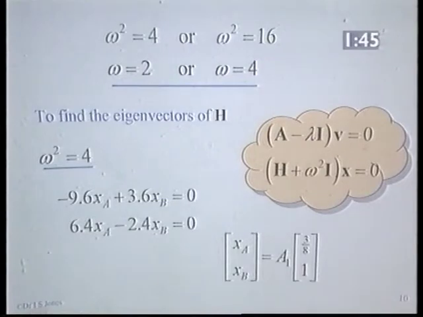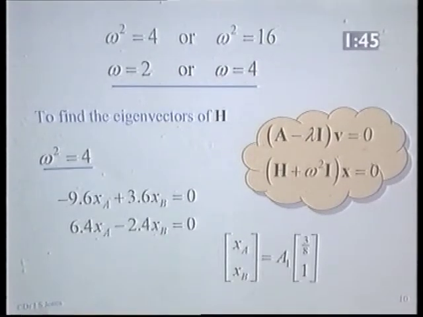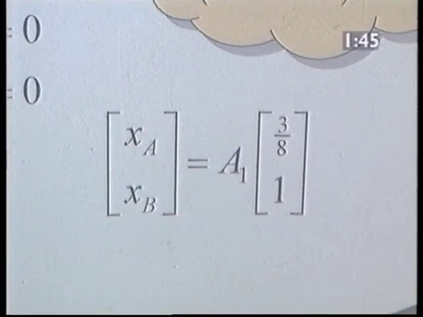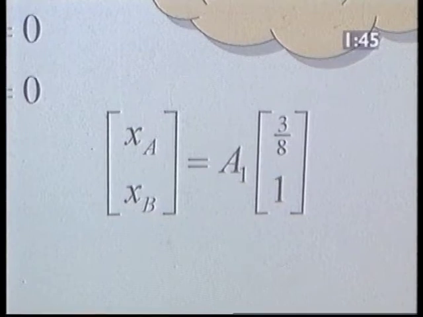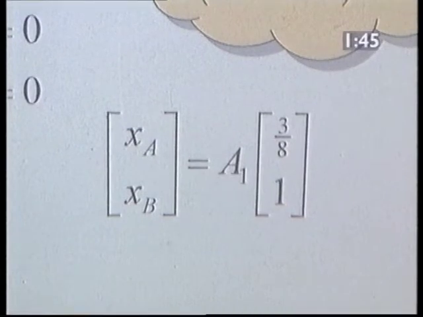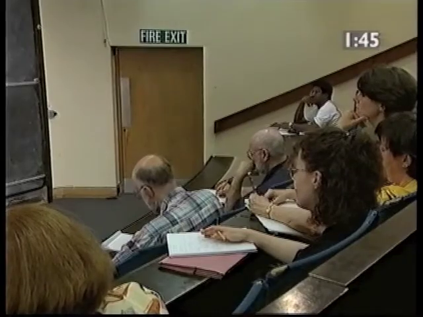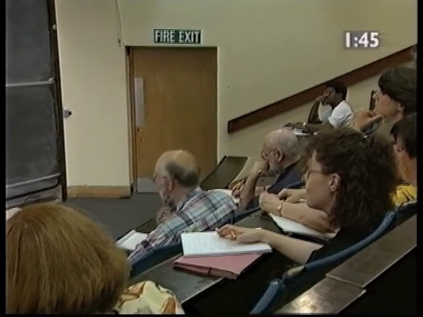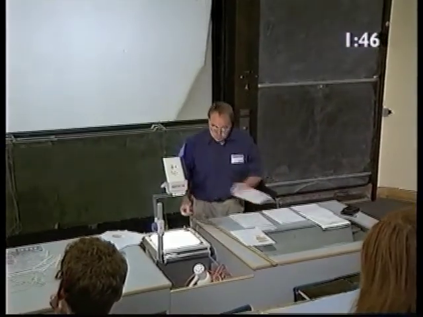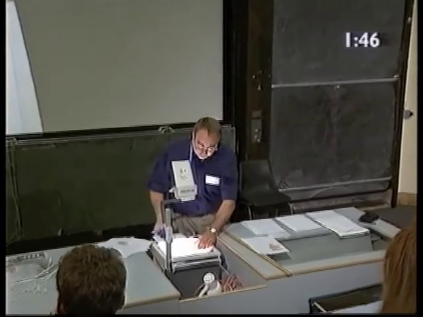So I then get a pair of simultaneous equations, and the ratio xa to xb from either of these equations is in the ratio 3.6 to 9.6, which is in the ratio 3/8 to 1. Okay, so the eigenvector in this case is any multiple of the vector (3/8, 1). Let's look at the other eigenvector.